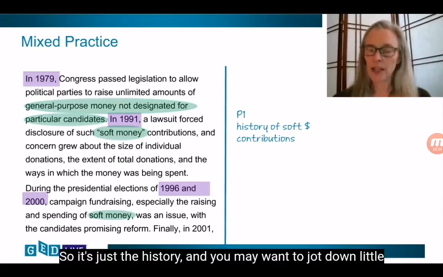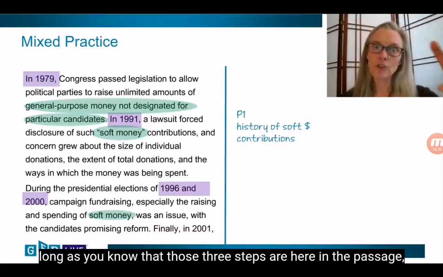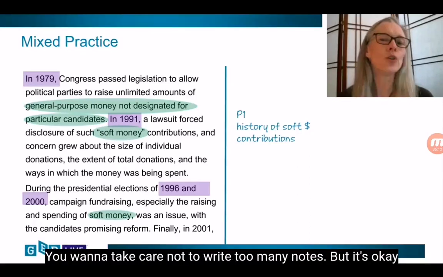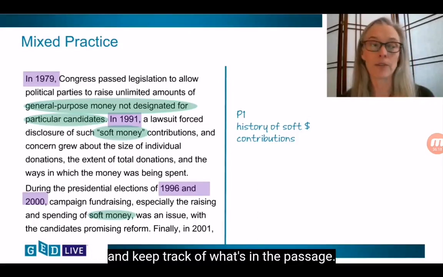So it's just the history, and you may want to jot down little notes about what was happening each step along the way, but as long as you know that those 3 steps are here in the passage, you know you can always come back to it. So that's up to you. You want to take care not to write too many notes, but it's okay to jot down a few notes if it helps you to focus and keep track of what's in the passage.